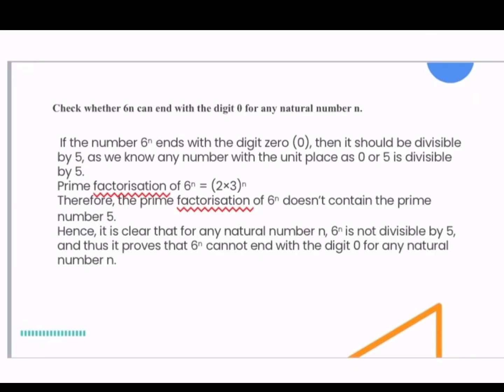Now let's do this other question. It is included in our textbook and it's also important. When a number should end with 0, it has to be divisible by 5, so the unit place should contain 0 or 5. So 6 is equal to 2 into 3, so it's not divisible by 5. From that we can say that for any natural number n, 6n is not divisible by 5, and thus it proves that 6n cannot end with the digit 0 for any natural number n.